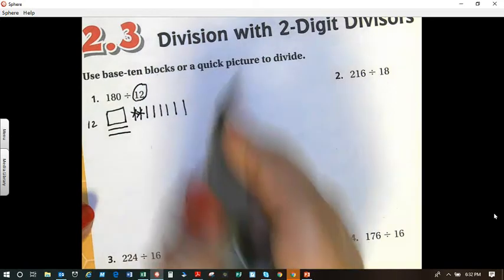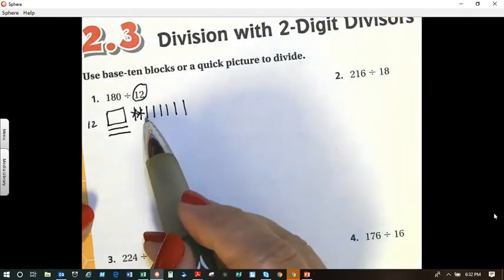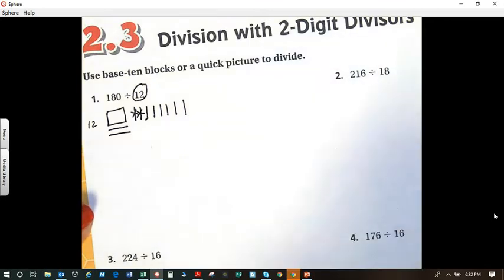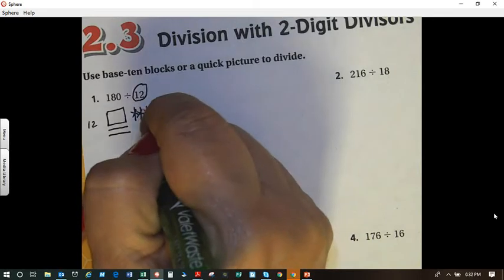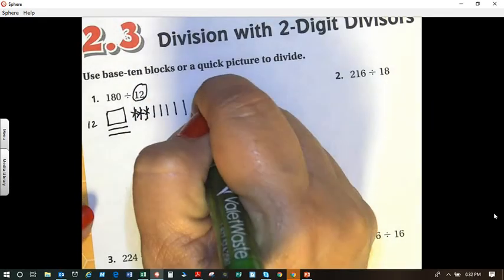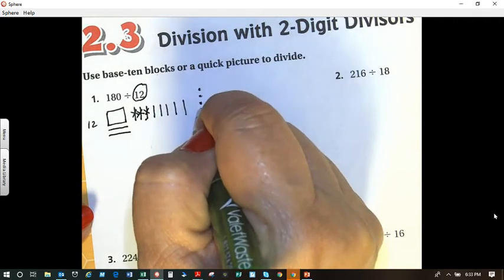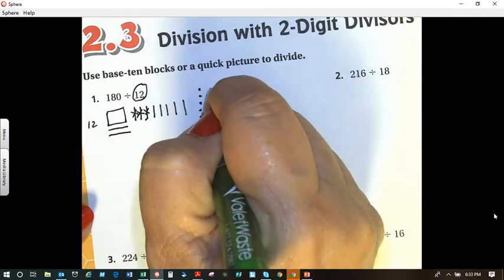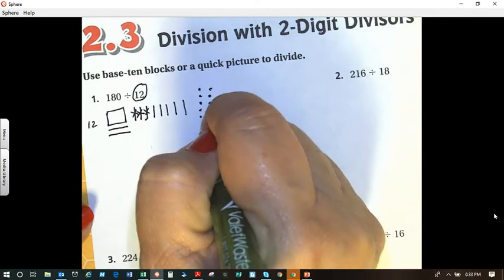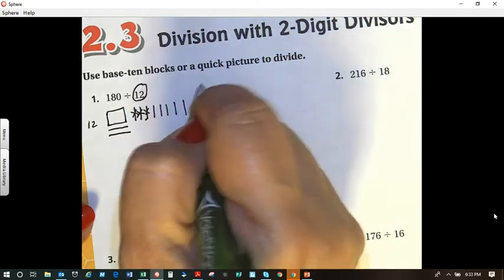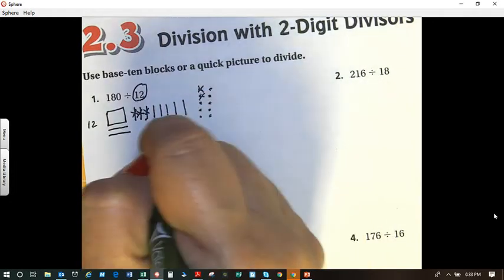Next I have 1, 2, 3, 4, 5, 6 left. Well, how many more groups can I make? Well, I'm going to eliminate one more, and I'm going to cash that in for 1. So I have 1, 2, 3, 4, 5, 6, 7, 8, 9, 10. Now I have these left, and I need to make 12. So I'm going to take the first 2 out. I'm going to put 1, 2.